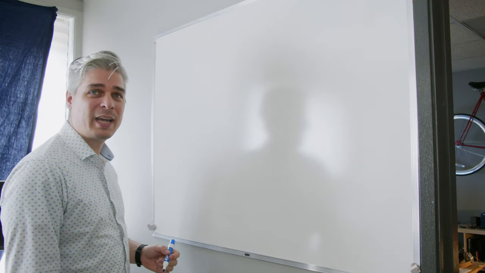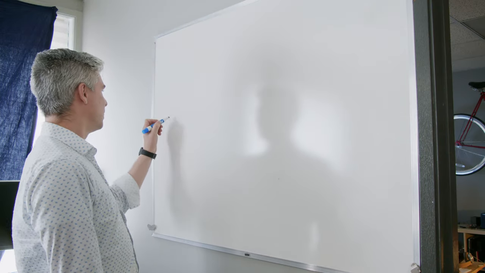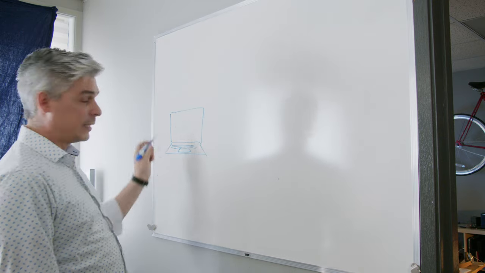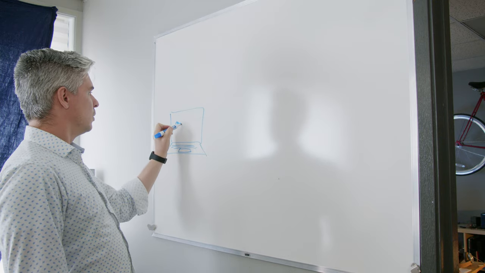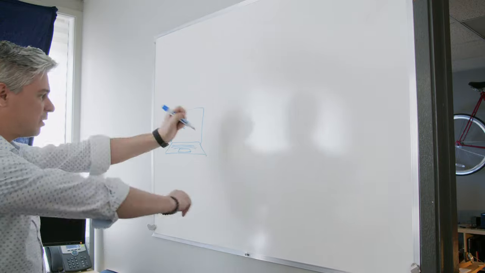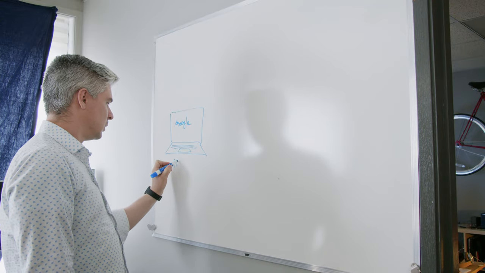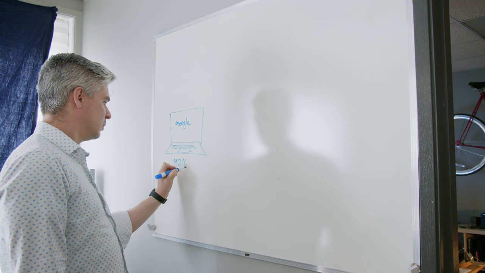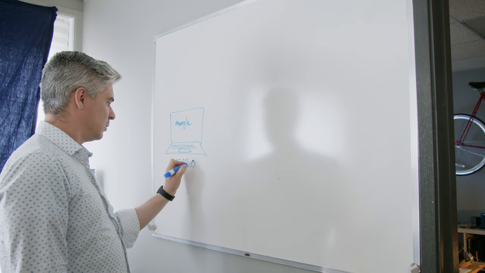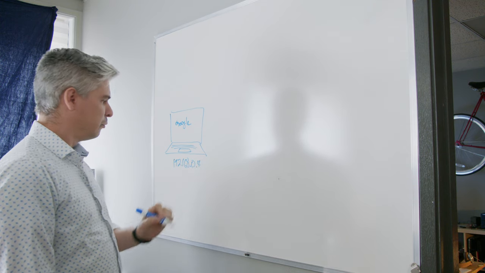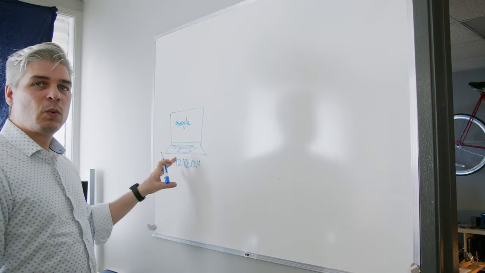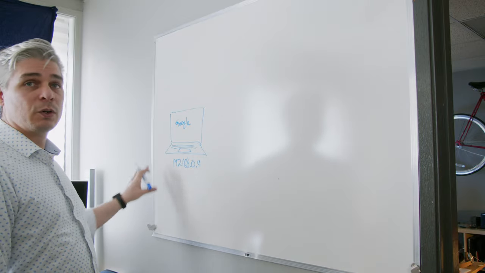Okay, so let's talk about what happens when you're surfing the internet, working on presentations. That's your computer. In order to get Google, there's a number of things that have to happen here. First things first, your computer has an IP address. 192.168.0.4. So that's its address, that's where it lives on your internal network within your home.